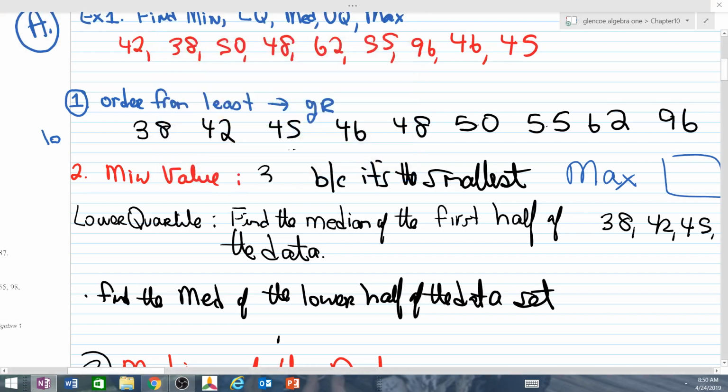The minimum value was 38, and the maximum value was 96. Now, the lower quartile. To find the lower quartile, you find the median of the first half of the data.